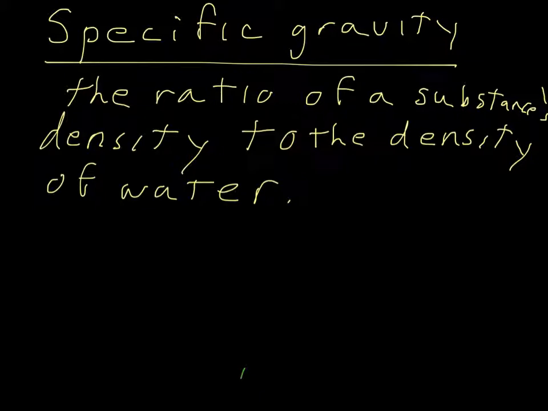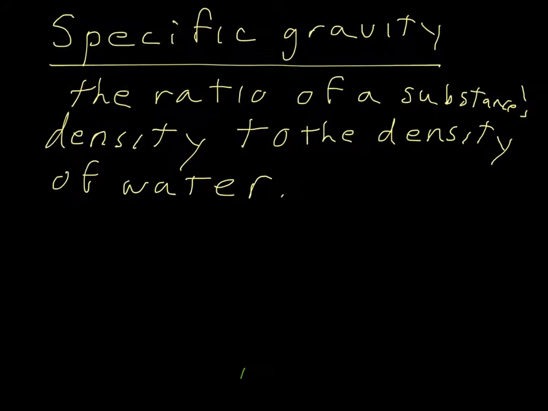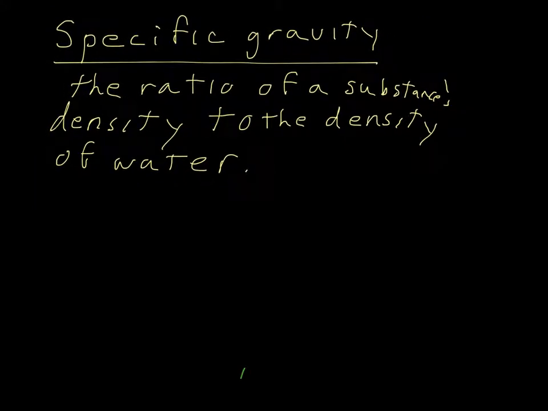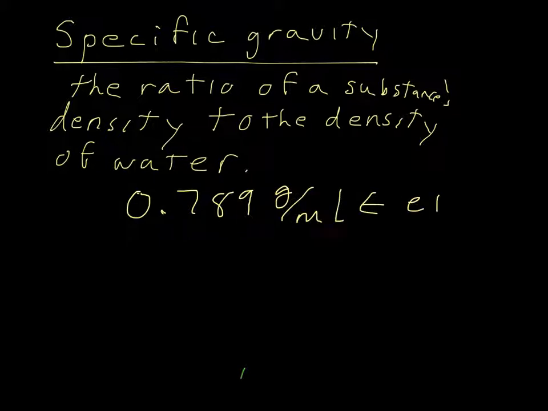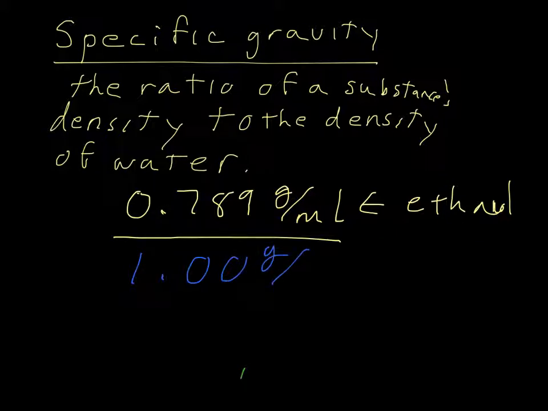Now, let's look at what we mean when we talk about specific gravity. If 0.789 grams per milliliter is the density of ethanol, what would the specific gravity be? Well, it's the ratio of ethanol's density to the density of water. And the density of water, you'll remember, I told you to memorize, is 1.0 grams per milliliter.